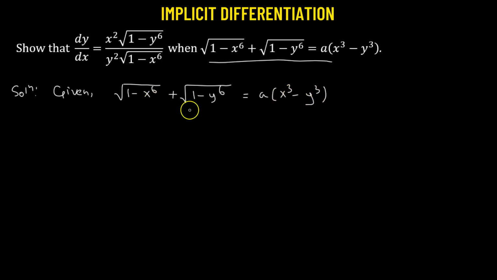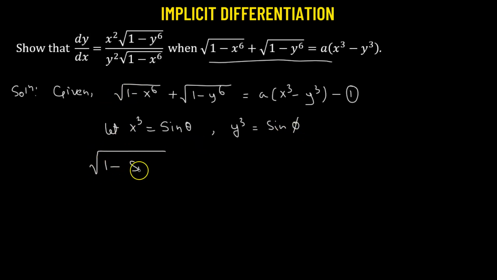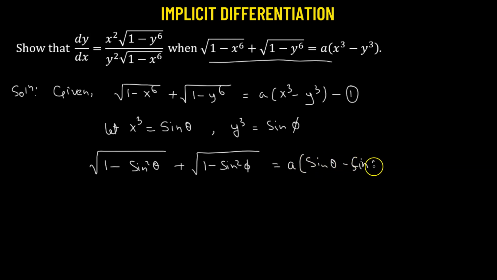Now, we will not take the derivative on both sides with respect to x straight away. What we'll do, we'll make a trigonometric substitution first. We'll try to simplify this given expression. So we'll consider x cubed to be equal to sine theta, and we'll consider y cubed to be equal to sine phi. Now let's make this substitution into equation number 1. So we have square root of 1 minus sine squared theta plus square root of 1 minus sine squared phi equals a times x cubed minus y cubed, which will be sine theta minus sine phi.